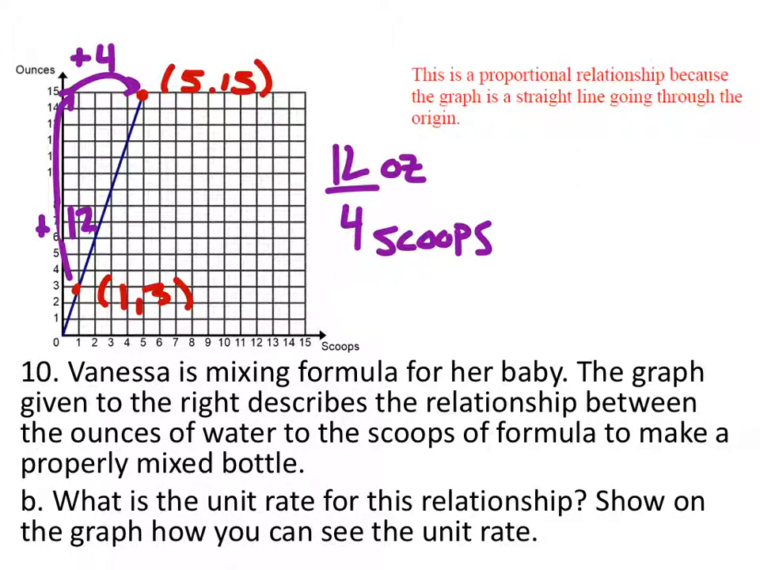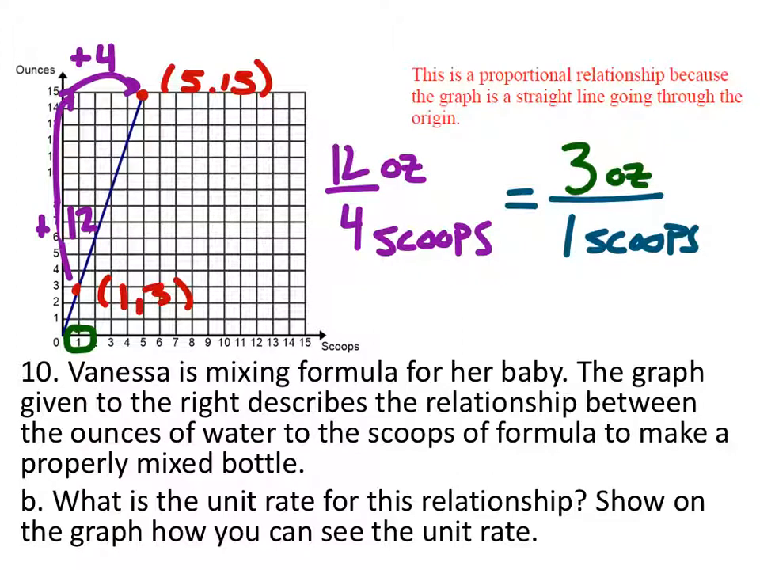Yeah, this is part B, but this one is not a unit rate because neither of the values is 1. For this specific unit rate, we want the x values, which in this case is scoops, to be 1. So I have 12 ounces for 4 scoops. This would be the same as 3 ounces for 1 scoop. Now since this is proportional, we can see that the unit rate can also be found by just finding the x value that's 1 in the point, and its y value is the unit rate, 3. 3 ounces for 1 scoop.